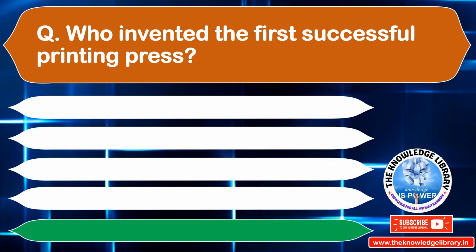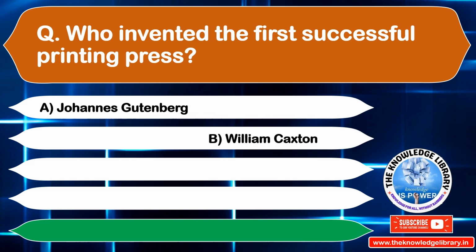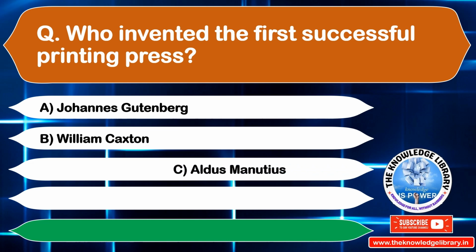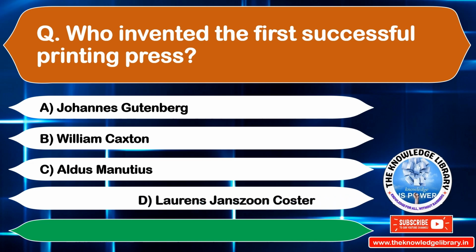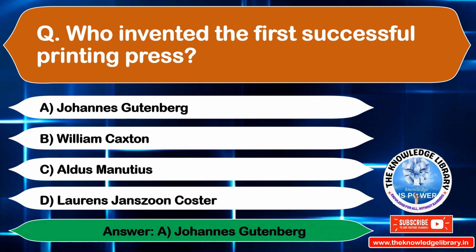Who invented the first successful printing press? Option A, Johannes Gutenberg. Option B, William Caxton. Option C, Aldus Manutius. Option D, Laurens Janszoon Coster. The correct answer is option A, Johannes Gutenberg. Move on to the next question.